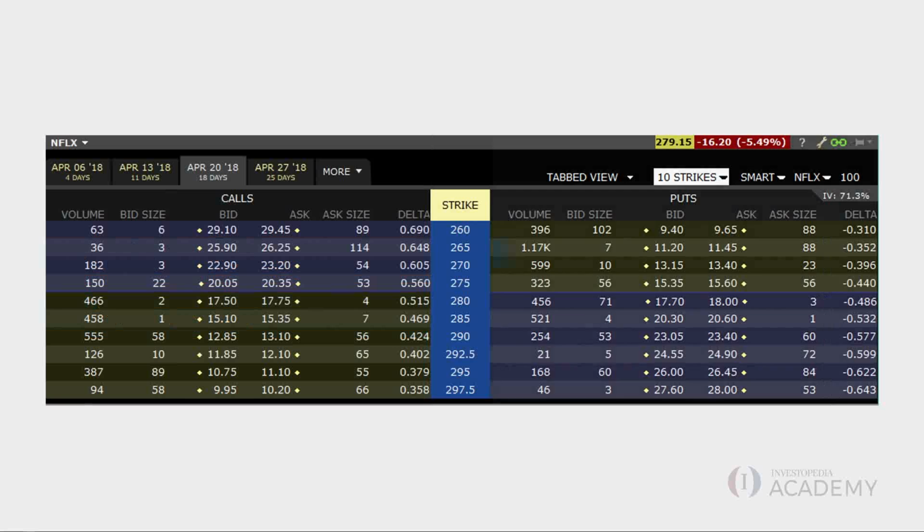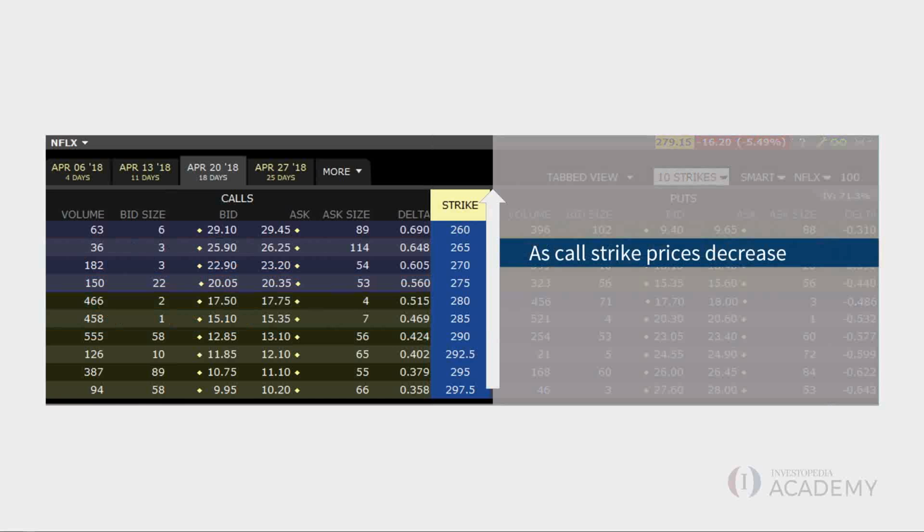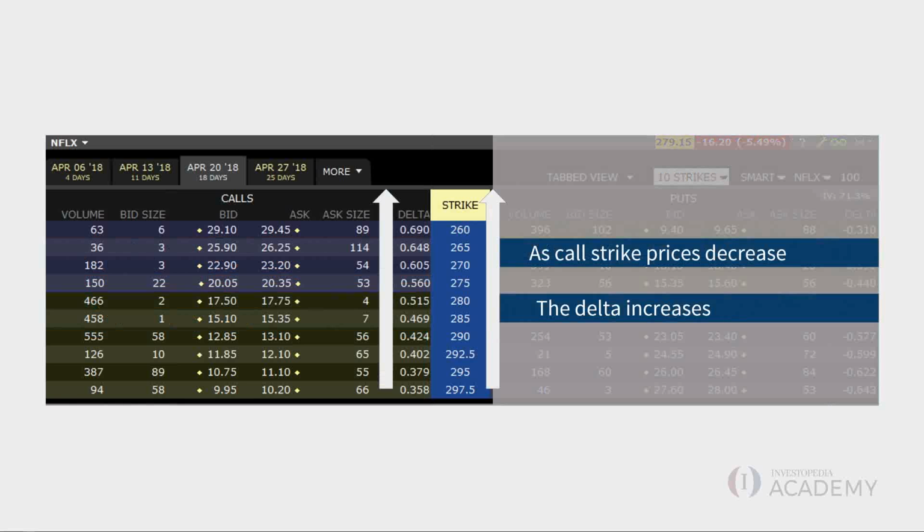The same thing can be said for calls. So again, as call strike prices decrease, the delta is increasing, right? Owning a call, I have the right to buy stock. If I can buy that stock lower, it seems to reason that at expiration, I'll most likely have a better chance of being in the money.